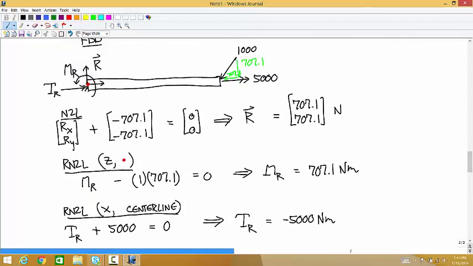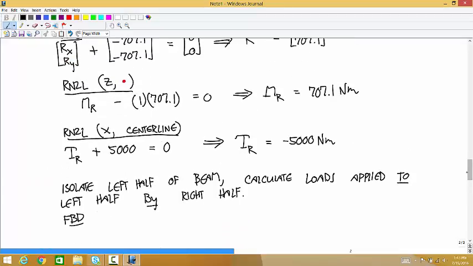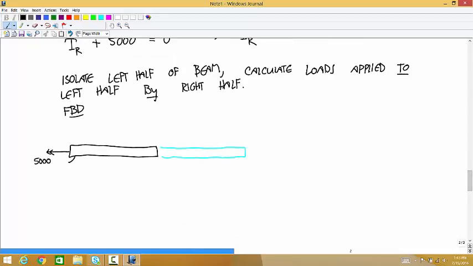Okay, so all of these are acting on the piece that we're isolating now. And we've calculated the values of these. So TR is equal to negative 5,000, or else you can just draw the arrow in the other direction and write it as positive 5,000. MR is 707.1. That's like this. Then we have this force vector that's equal to 707.1, 707.1.